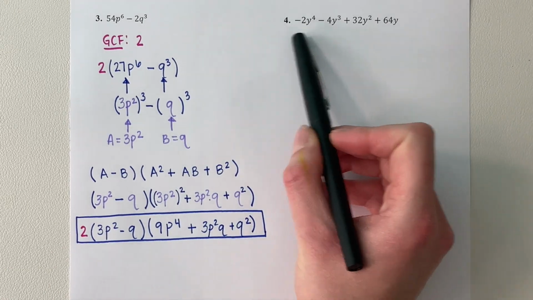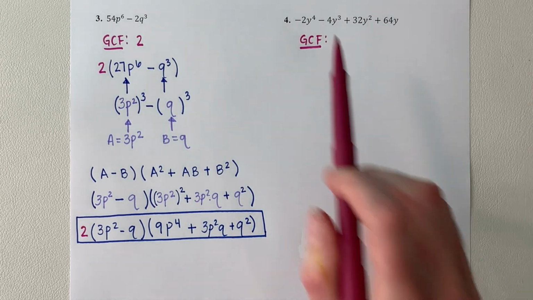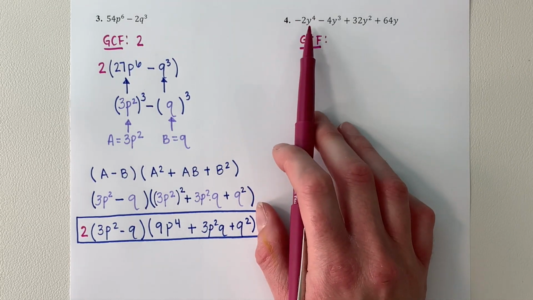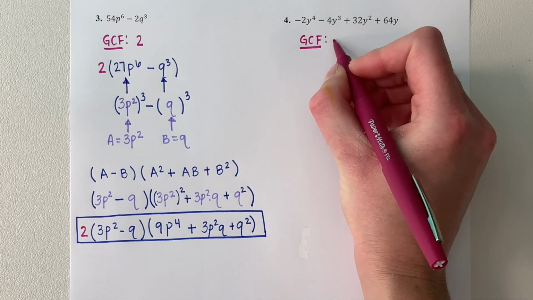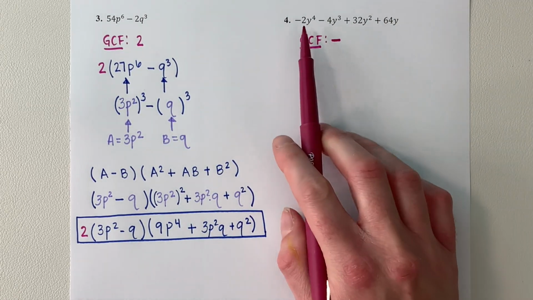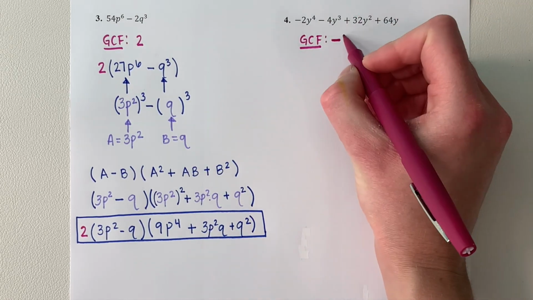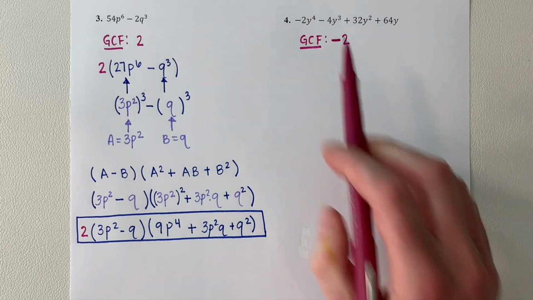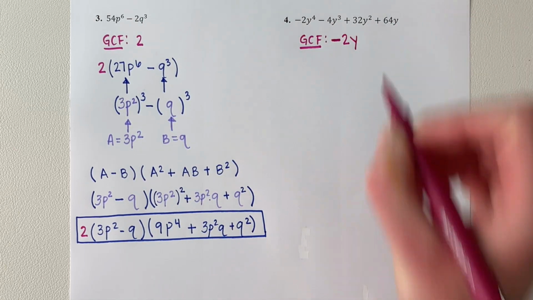Let's take a look at example 4. The first step in any factoring problem is always to check for a greatest common factor. Notice here the first term, the term with the highest exponent, is negative. When that's the case, our GCF has to be negative. So I'm going to put a negative here so I don't forget. Then 2 is the largest number that multiplies into all 4 of these coefficients. So we'll put a 2 in our GCF. And y multiplies into all 4 of these terms. So we'll put a y in our GCF.